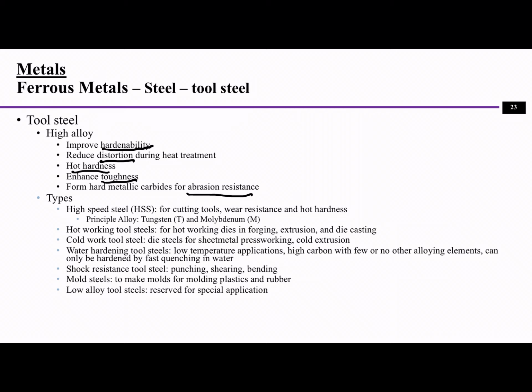So some of the applications for tool steels can be dies, right? It can be cold work tool steel, for example, making dies for sheet metal processing, or hot working tool steels, like in hot working dies, in forging, extrusion, and die casting. And some other applications can be shock resistant tool steels, like punching, shearing, and bending processes, right? And mold steels to make molds for plastics and rubbers, and also some other alloy steels for other applications.